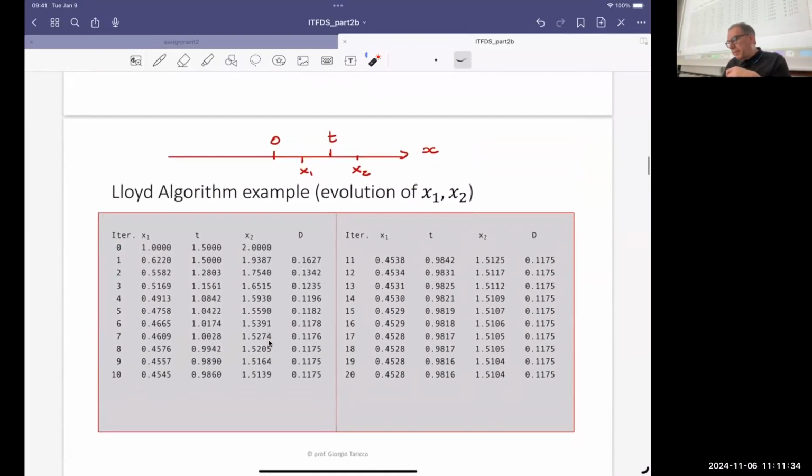Okay, that's the way the Lloyd algorithm works and allows us to implement one-dimensional quantization. Our next step is extending this algorithm to multiple dimensions. And we're going to do this after the break.